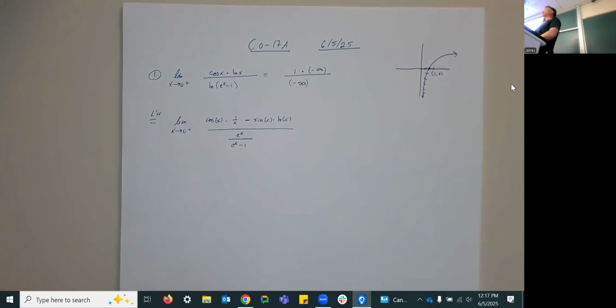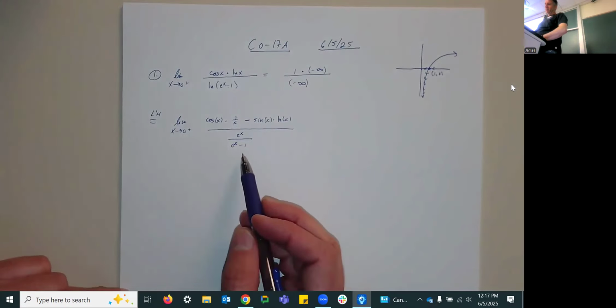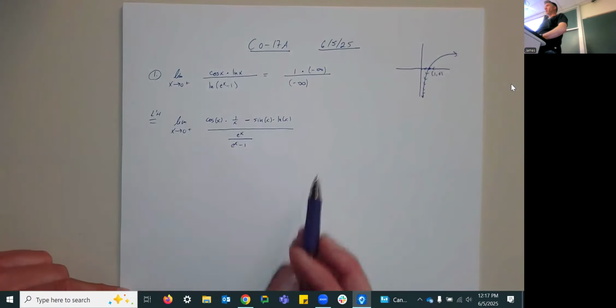And that looks pretty terrible. So I looked at that for a while, and I was like, oh, geez. I don't want to try using L'Hopital's rule again right after that. I mean, I could, because, well, actually, it's kind of weird. I think this is still an infinity over infinity form.